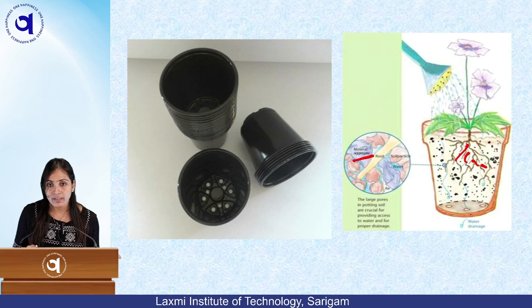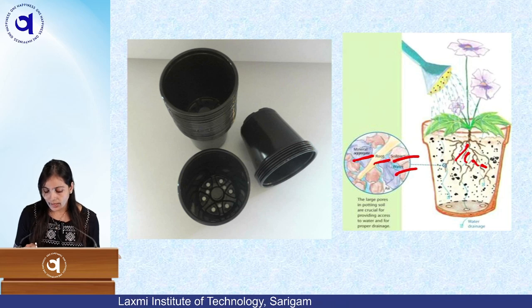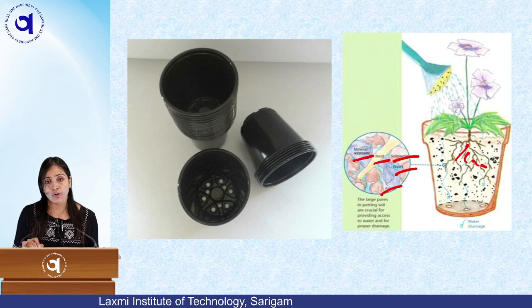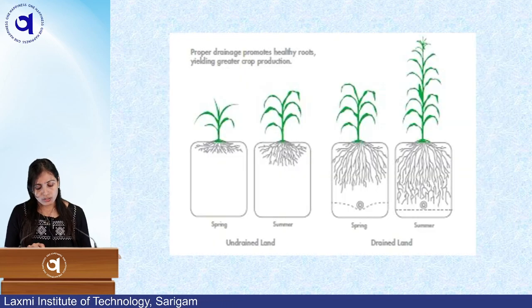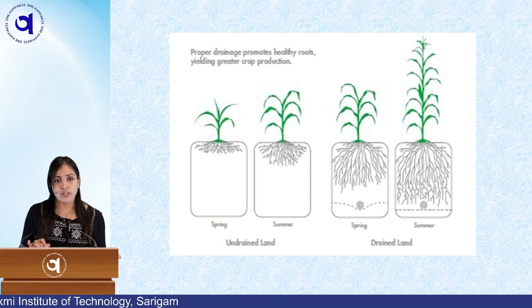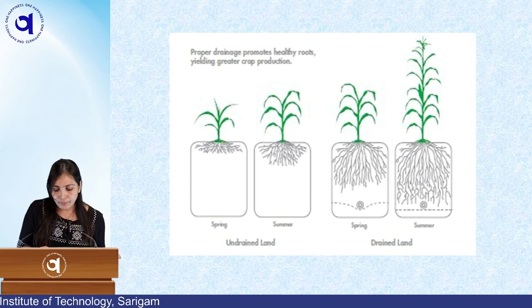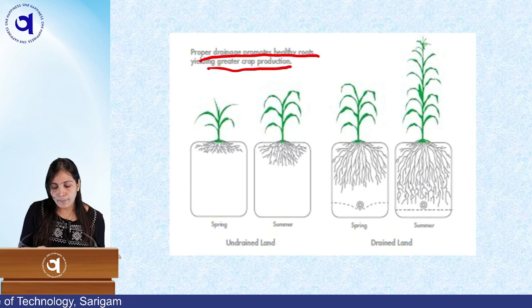This is the mineral aggregate. This is the root of the plant, soil particles, water, air. So we need these things. If your area is waterlogged, saturated, meaning air is not present, then your plant is also going to die. So this is the strata of the soil. If proper drainage is there, it promotes healthy roots, yielding greater crop production.